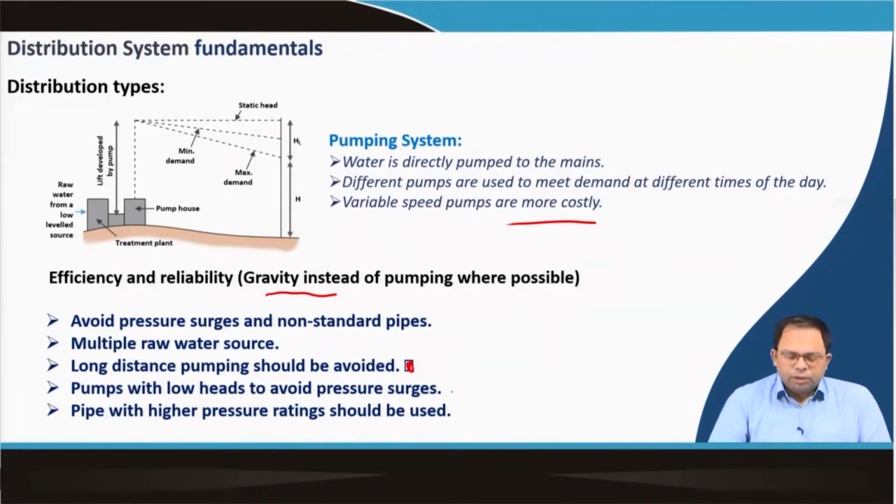That means we use pumps with low heads, because if the head is high, then when the pumps are suddenly stopped, these surges happen. So, whenever a pump is operating in a system and then we suddenly stop the pump, pressure surges build up in the pipeline, and pipes with higher pressure rating should also be used. So, because of the efficiency rating, we have talked about that in earlier lectures.